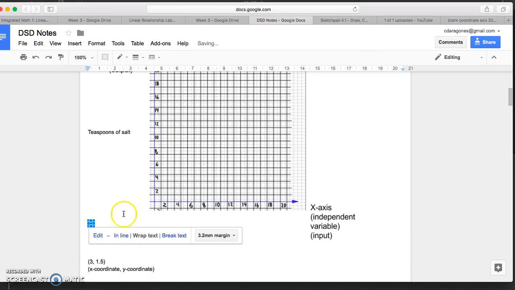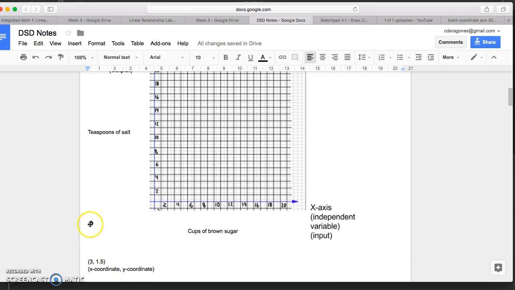Okay, I know that for every 3 cups of brown sugar, so 1, 2, 3, I need 1.5 teaspoons of salt. So I have a point right here at 3, 1.5, because it's showing me for every 3 cups of brown sugar, I get 1.5 teaspoons of salt.